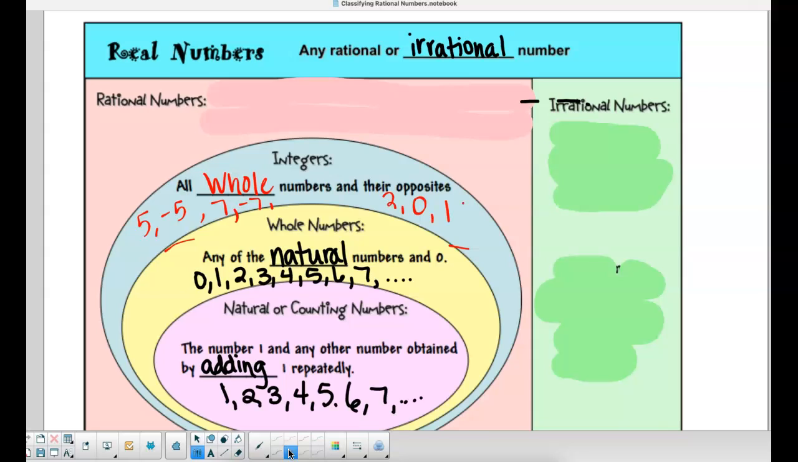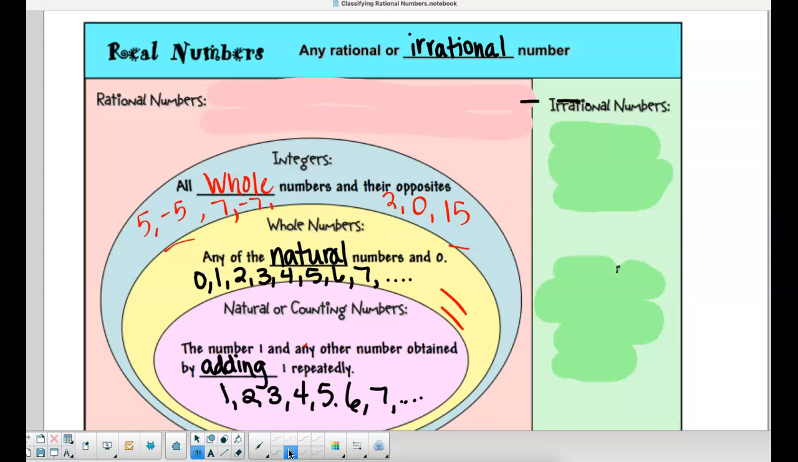Is 15 an integer? Is 15 a natural number? Could you count to 15? Yeah. Is it a whole number? Yeah, it doesn't have a decimal or a fraction. Therefore, it's also an integer, because an integer is all whole numbers and their opposites, right? And notice, integers include all the whole numbers and all the natural numbers. They're all in that circle.